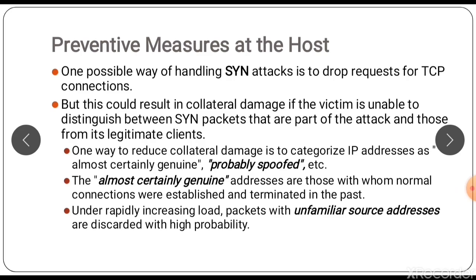One way to reduce collateral damage is to categorize IP addresses as almost certainly genuine, probably spoofed, etc. The almost certainly genuine addresses are those with whom normal connections were established and terminated in the past. Under moderate load conditions, all incoming SYN requests are entertained. However, under rapidly increasing load, packets with unfamiliar source addresses are discarded with high probability.